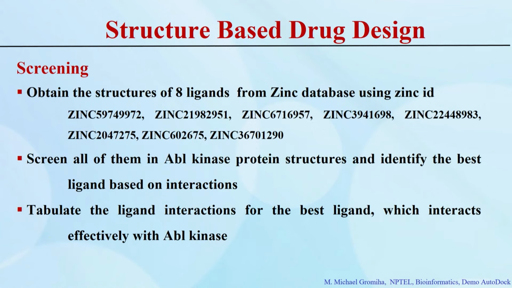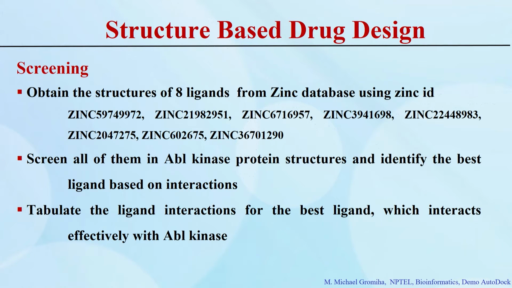In the case of screening, we get several ligands. So, we need to identify which ligand is the best to interact with this particular target. Here the target is the ABL kinase. So, we have several ligands. You can obtain all these ligands from Zinc database, and you screen all these ligands with the target, that is ABL kinase protein, and find the best ligand based on the interactions, and then we tabulate all the interactions, and based on the interactions you can identify the best one which interacts effectively with this ABL kinase.